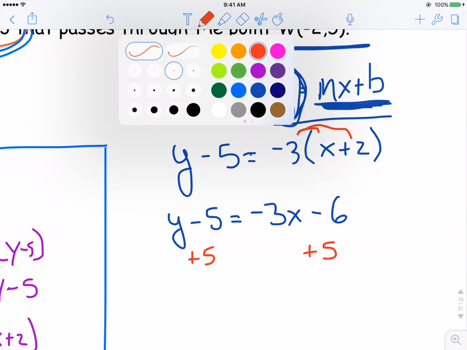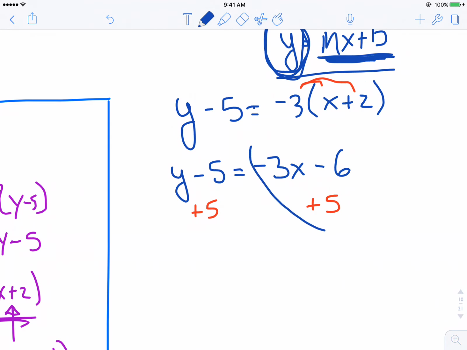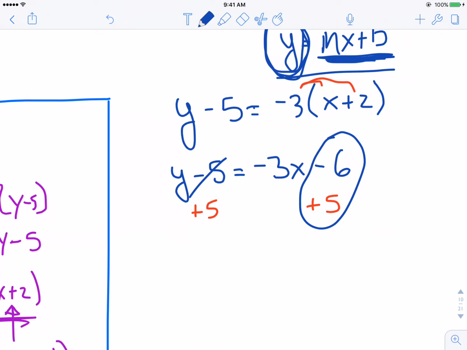Because I add 5 there, I add 5 here. Remember, constants and constants combine together. So I don't do anything with the 5 and the minus 3x because that would be wrong. That's apples and bananas. So I'm going to deal with apples and apples here, constants and constants. Minus 5 plus 5 cancel. I'm just left with y equals minus 3x. And then negative 6 plus 5 is minus 1.